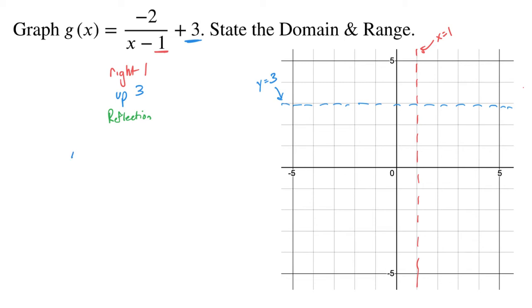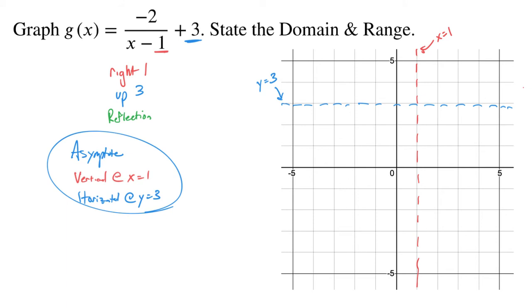So let's just label those separately. Let's say we have asymptotes. We have a vertical one at x equals 1 and a horizontal one at y equals 3. Okay, those are my 2 asymptotes. Now my graph. Normally my graph would go up here and down here, but since there was a reflection, I'm going to have to graph it in the different quadrants.